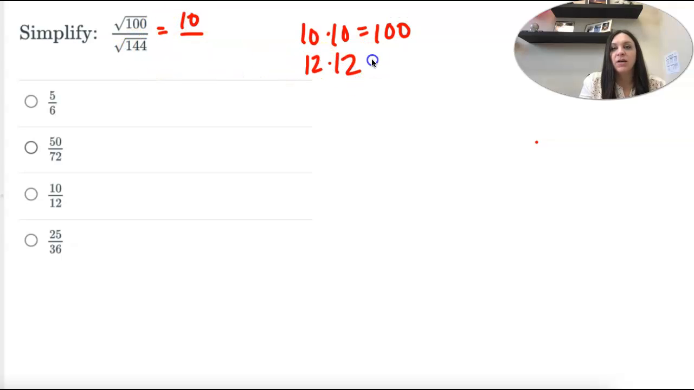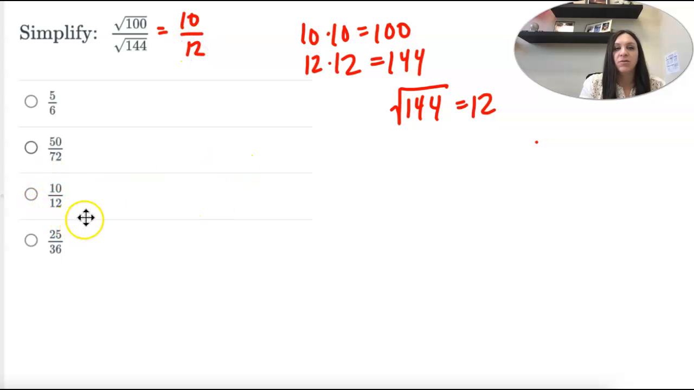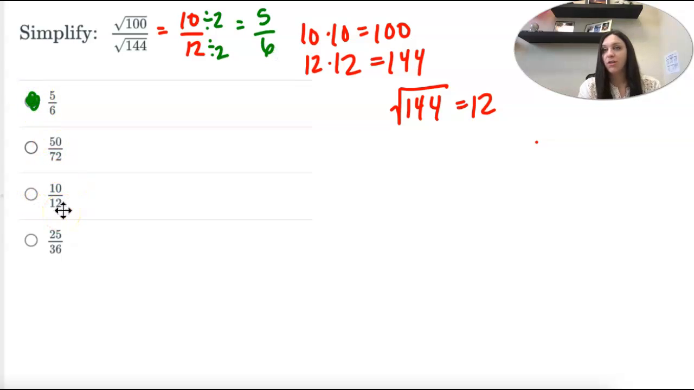12 times 12 is 144. So what that means is the square root of 144 is 12. So 10 over 12, but then it reduces. These both divide by 2. So 5/6. Careful. They put 10/12 there, but you want to get our answer all the way simplified.